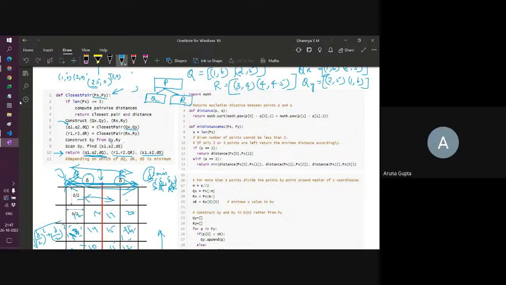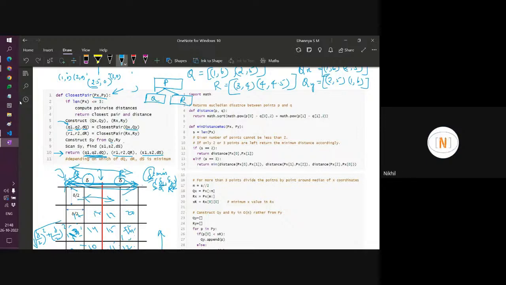Ma'am, Q1 and Q2 are points, and DQ is the distance between them. I can say the closest points on the Q side. Q1 and Q2 are the 2 points, the closest on the Q side, separated by the distance DQ.